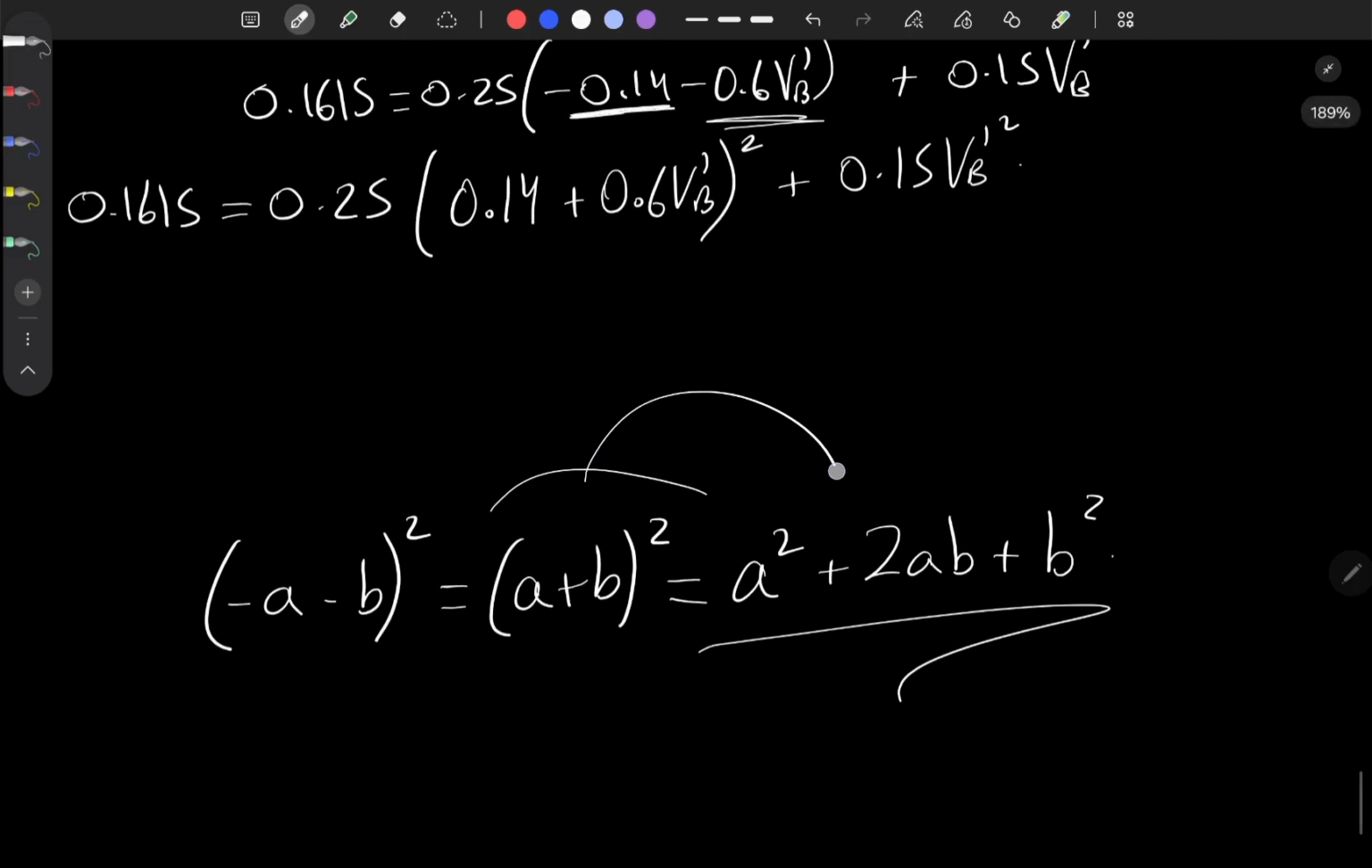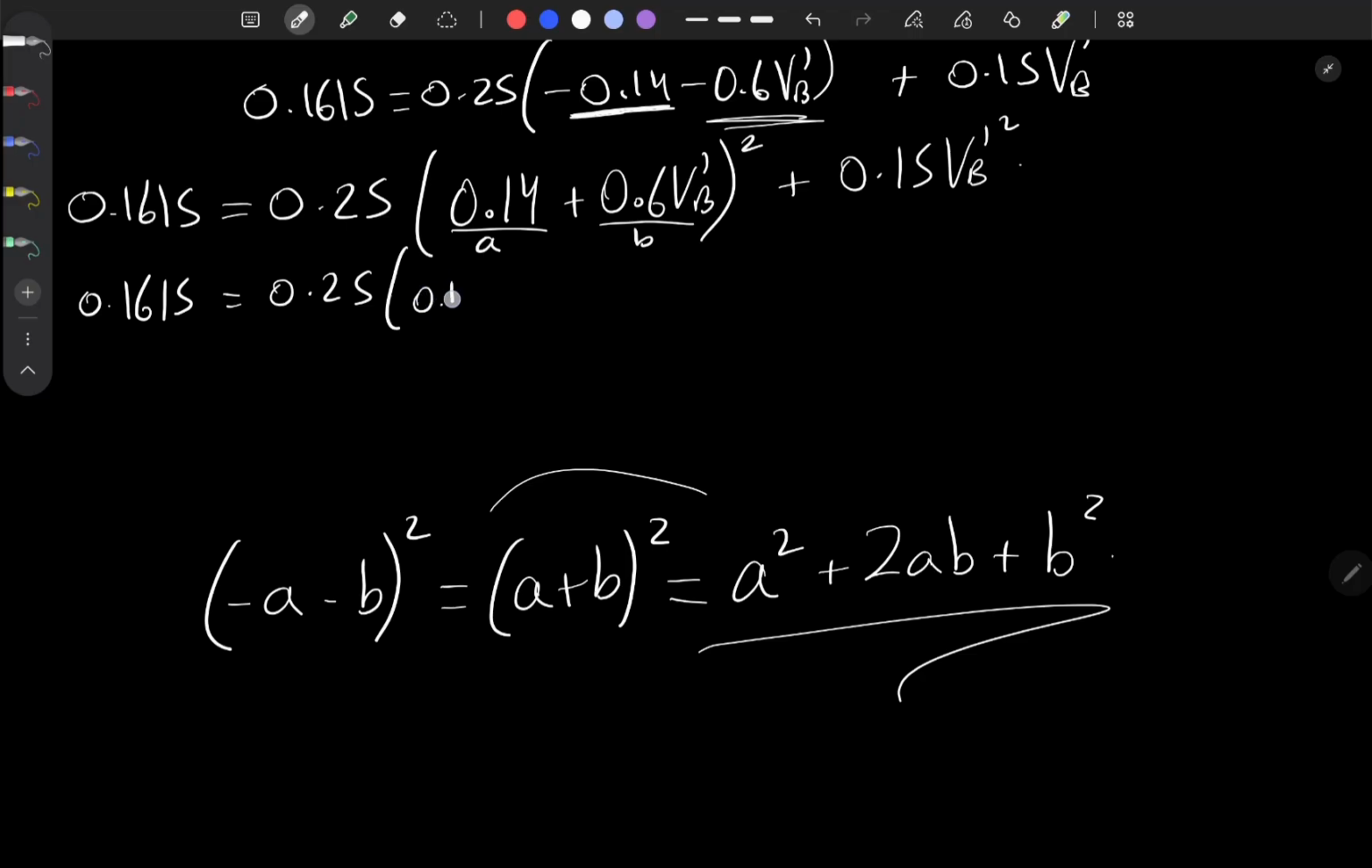Next, we're going to now expand it as we see here. So again, we're going to say 0.1615 equals 0.25 and now we open a parentheses, and now we're going to expand it. So this is the a, this is your a, and this is your b. So a squared is 0.14 squared plus 2ab, so a is 0.14, b is 0.6 v prime b, this is 2ab, plus b squared, so all of this is b squared, is 0.6 v prime b all squared.